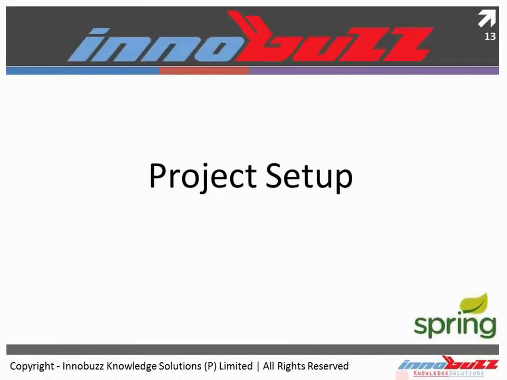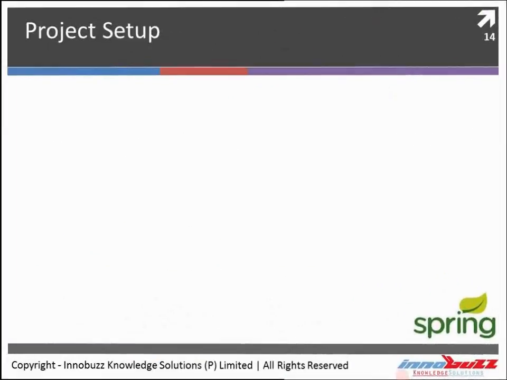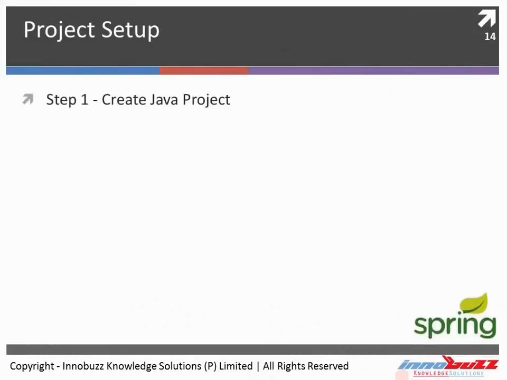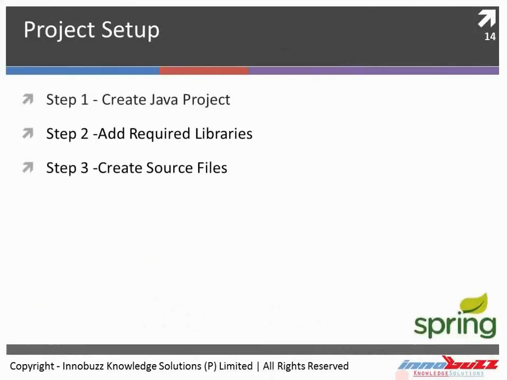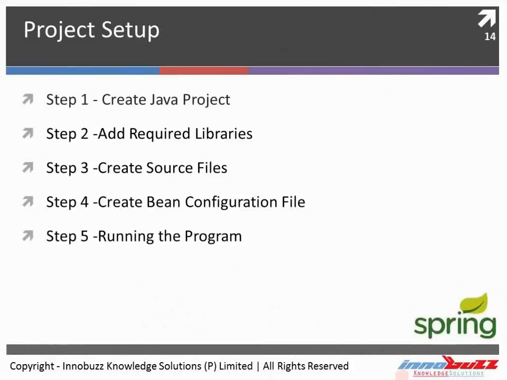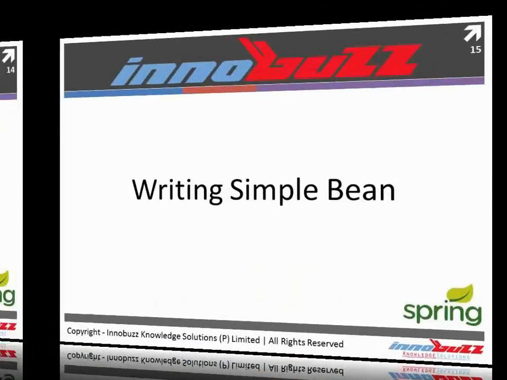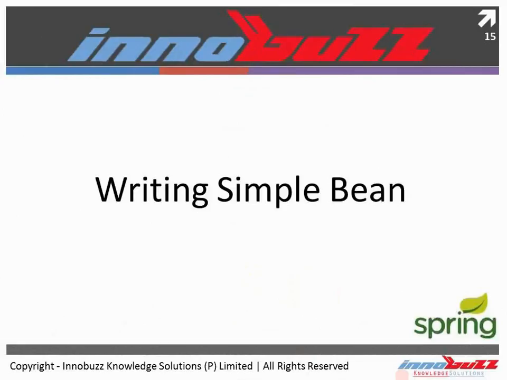So for project setup, after your environment setup, let's see the steps involved. Create Java project. Add required libraries. Create source files. Create bean configuration file. Running the program. So these are the five simple steps for developing your Spring application. So let's see a small demo on writing a simple bean.